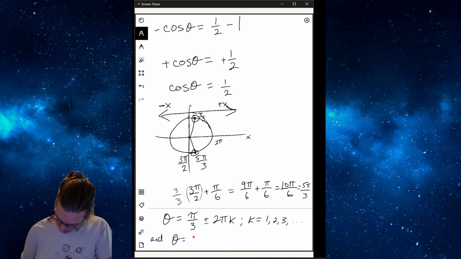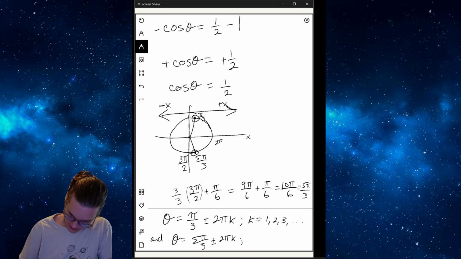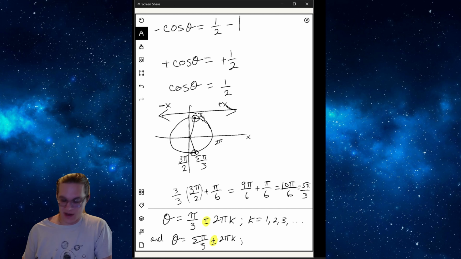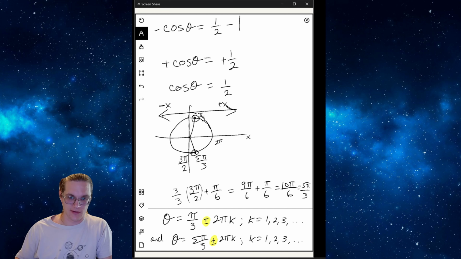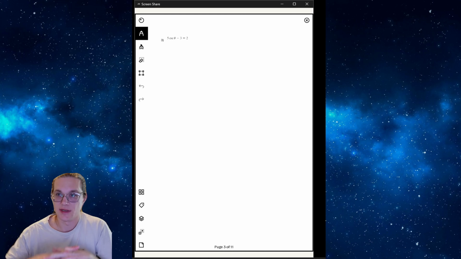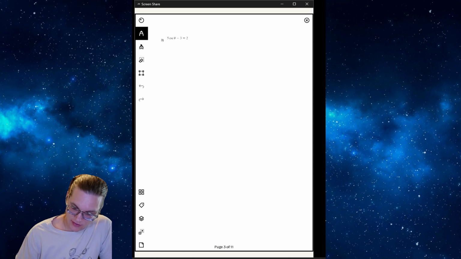And theta equals 5 pi over 3 plus or minus 2 pi k. We're gonna get that highlighter out to remind me and my viewers, right? Where k is these integers, all of them. So we did a general solution there. This also has no interval, so we're gonna do a general solution.